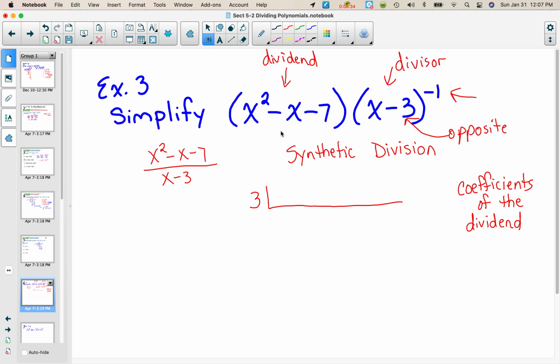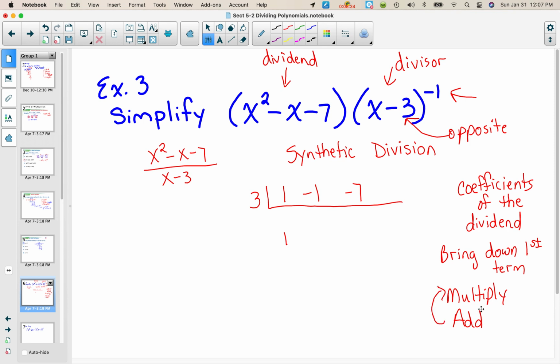Okay, so the coefficient of the x squared is a 1. The negative x is a minus 1. The negative 7 we would put here. Now what you're going to do is you're going to bring down the first term. So that's a 1. So I'm going to bring down a 1. Then you're going to multiply and add. And you'll keep doing this multiply and add until you run out of digits. So 3 times 1 is 3. So I put a 3 right here.